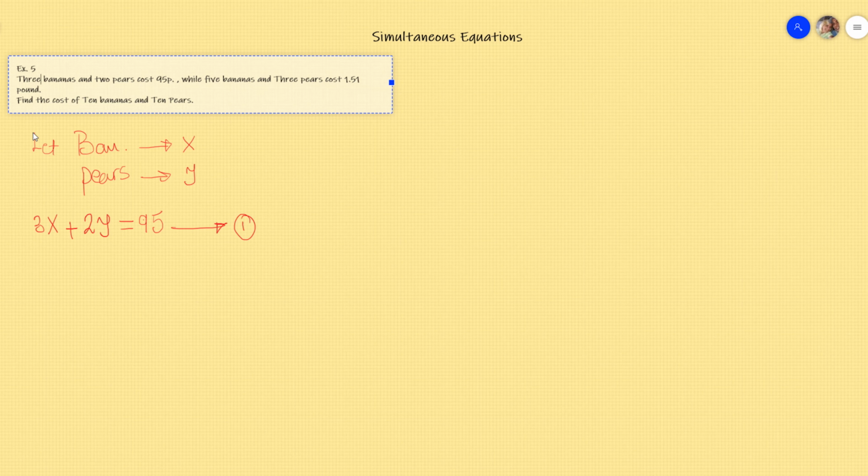Equation number 2, he said 5 bananas and banana is x, so 5x and 3 pears, that means plus 3y, is equal 1.51 pound or 151 pence, because we use this measurement in equation 1, and this will be equation number 2. Now we translate the word example to simultaneous equations. So now we will begin to solve it.